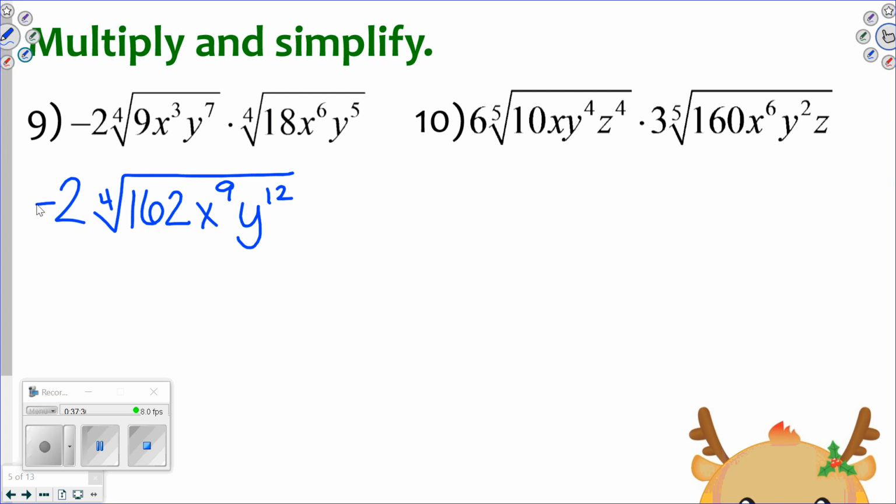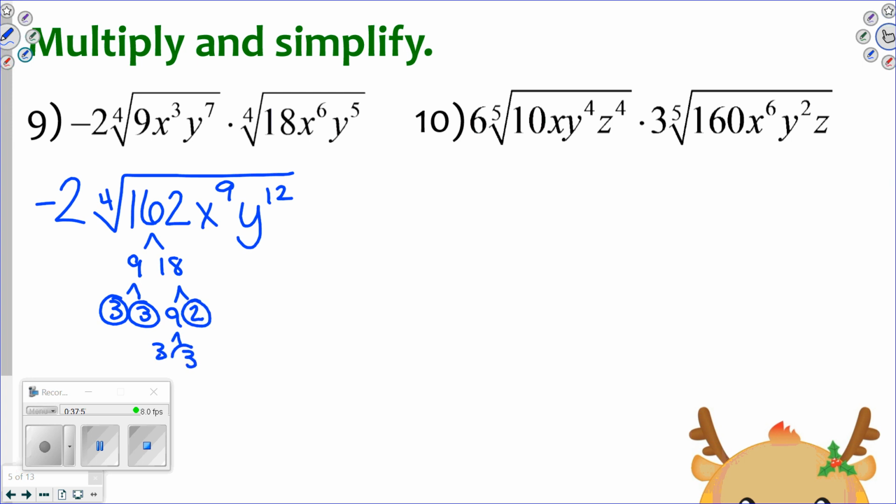Stop me at any step where I lose you, okay? All right, so I just multiplied. That's my first step. Now let's try to simplify. No, it's not perfect? All right, so that means we got to do our factor tree on the 162. So 9 and 18. 3 and 3. 9 and 2.